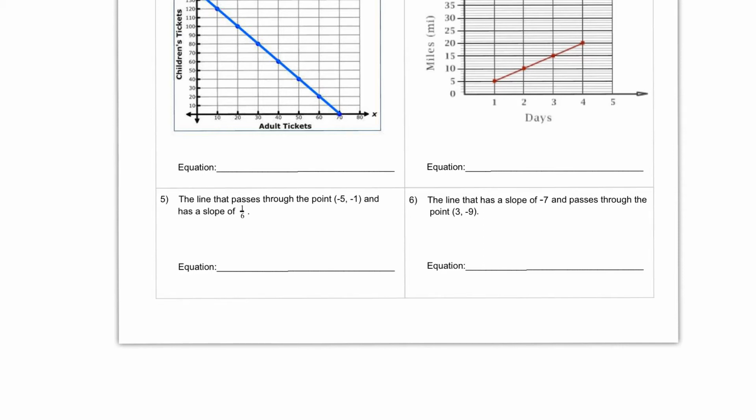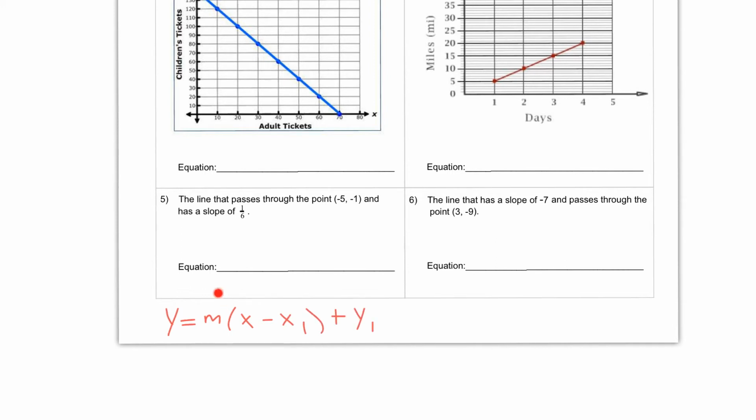This video will explain questions 5 and 6. We are going to move on from slope-intercept form to something that I call point-slope form. Point-slope form is y equals m times x minus x sub 1 plus y sub 1.